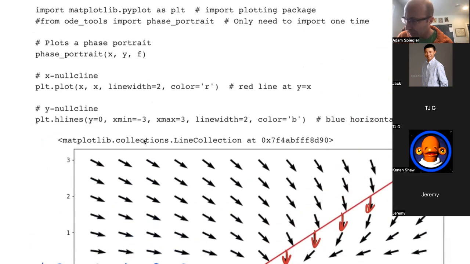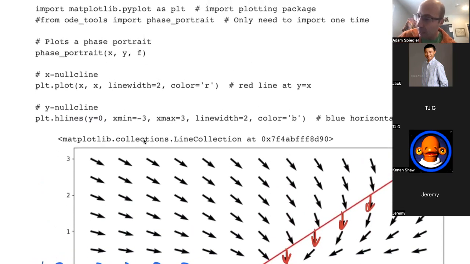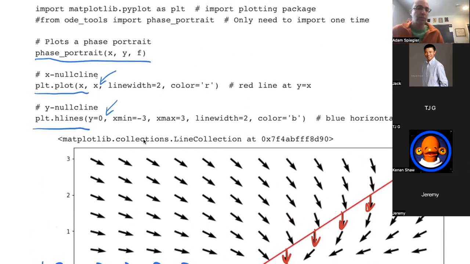I just want to point out, and it probably looks a little bit nicer in the Colab document, that what I did here to add these two lines to this phase plane is I created the phase plane portrait, and then I just added these two lines separately. So here is the line y equals x, and here is the horizontal line y equals 0. Any questions?